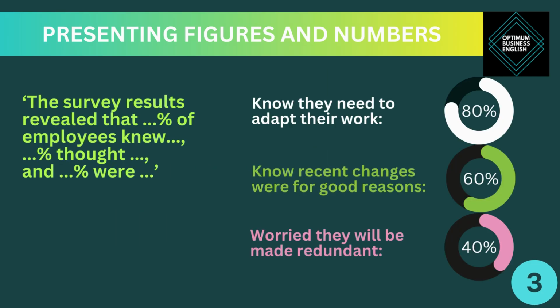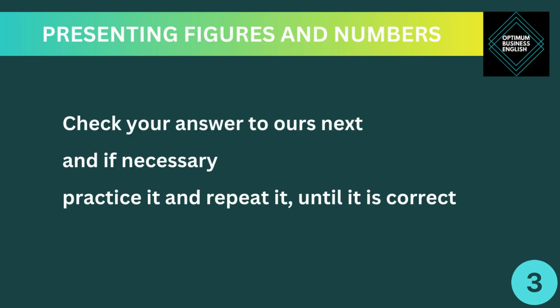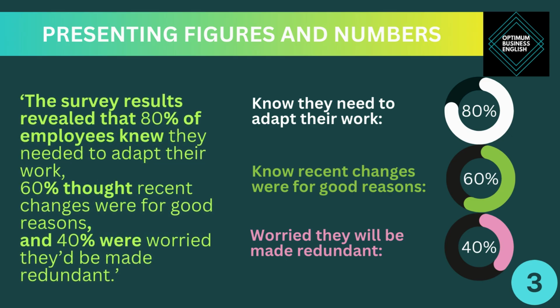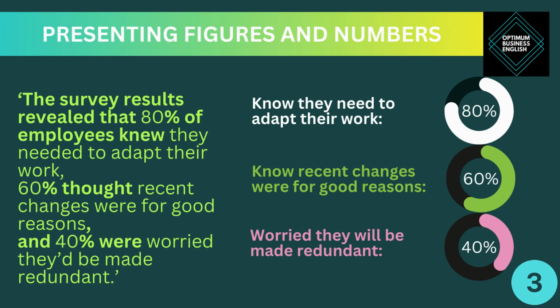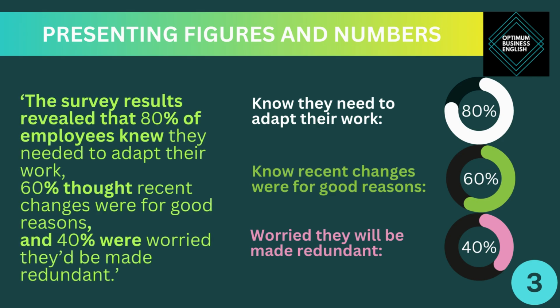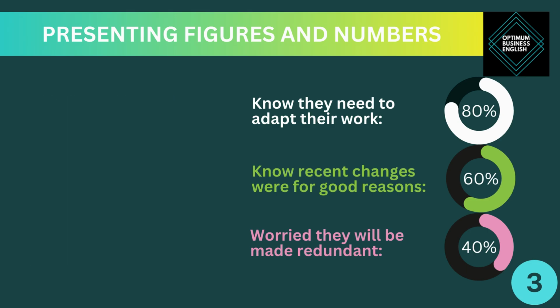Next, using the percentages in the donut charts on the right, complete the sentence in green. Check your answer to ours next, and if necessary, practice it and repeat it until it is correct. The answer was the survey results revealed that 80% of employees knew they needed to adapt their work. 60% thought recent changes were for good reasons, and 40% were worried they'd be made redundant.